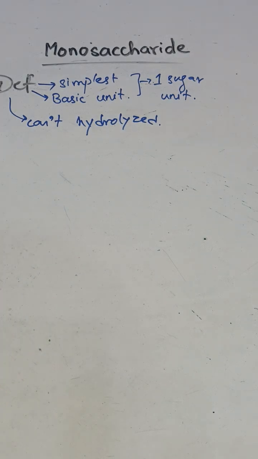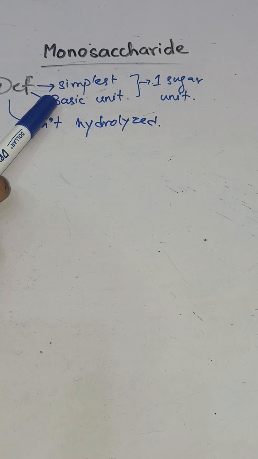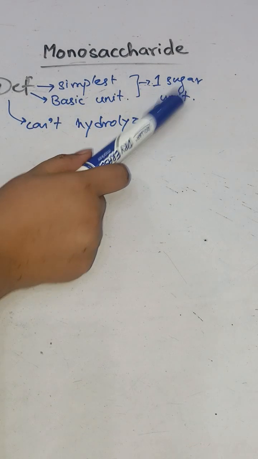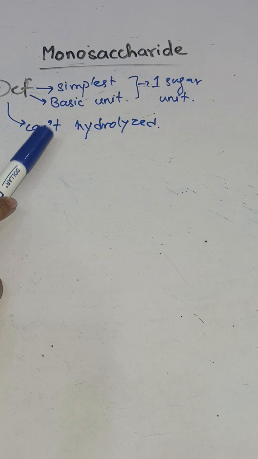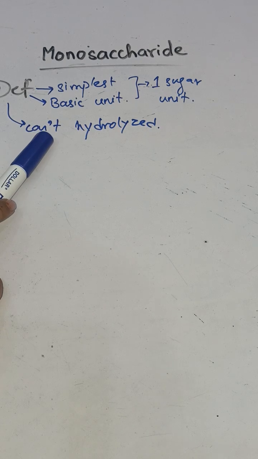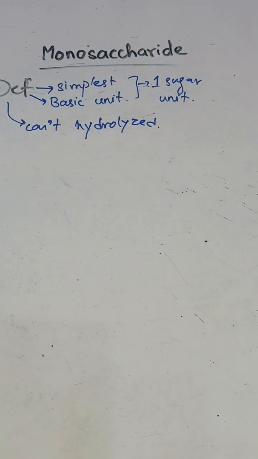You have to write that monosaccharides are the simplest or basic unit of carbohydrates consisting of one sugar unit, and they cannot be hydrolyzed into a simpler carbohydrate or simpler sugar. This is the first definition that I have written in short words. You can remember it by writing these short words. There is no need to write a complete definition. Just remember these short words. You can make the definition on your own.